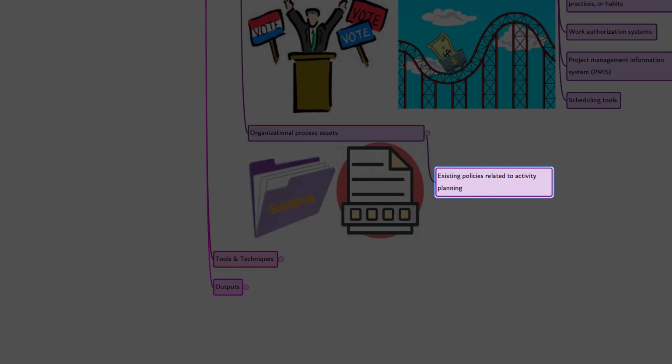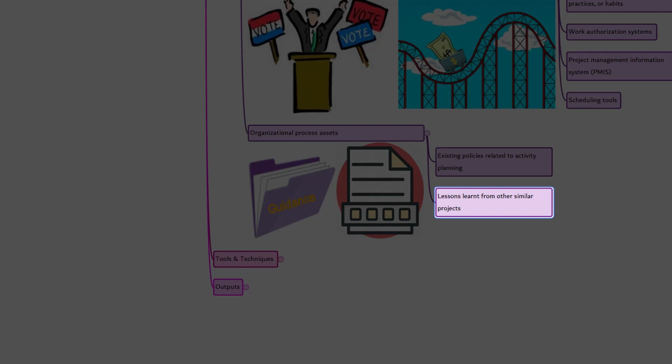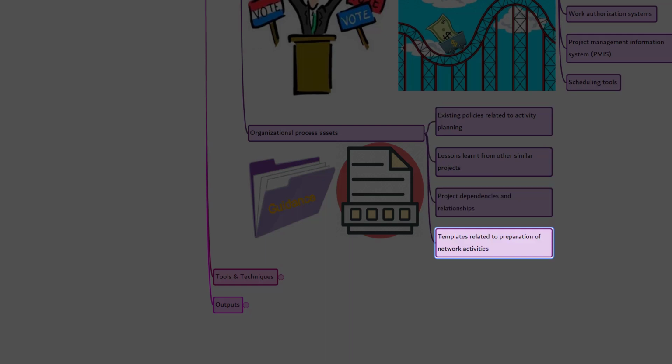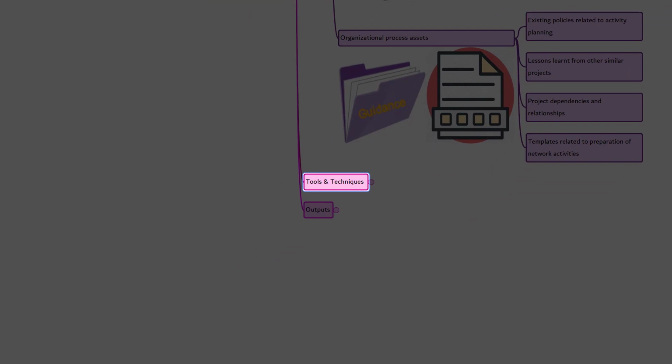The last one is organizational process assets. Existing formal and informal activity planning related policies, procedures, and guidelines, such as the scheduling methodology that is considered in developing logical relationships. Lessons learned repository containing historical information that can help optimize the sequencing process, portfolio and program plans and project dependencies and relationships. The templates can have information that is related to project activities, activity attributes, and other information that can help in sequencing the activities.